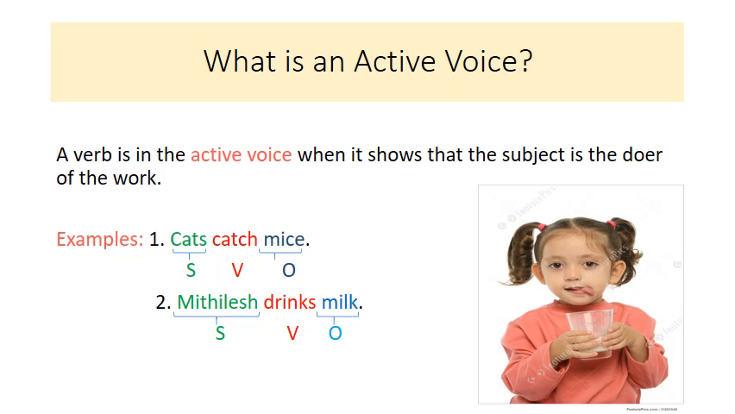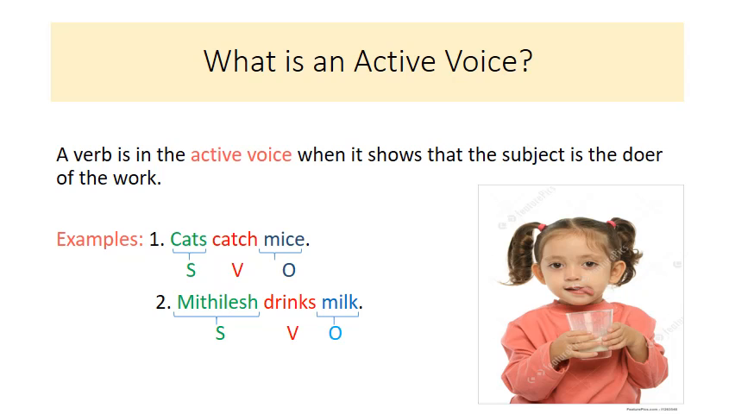So first we shall understand what is an active voice. Active voice means that a sentence has a subject that acts upon its verb. We can also say that a verb is in the active voice when it shows that the subject is the doer of the work. Let's understand it with the help of examples on the screen.